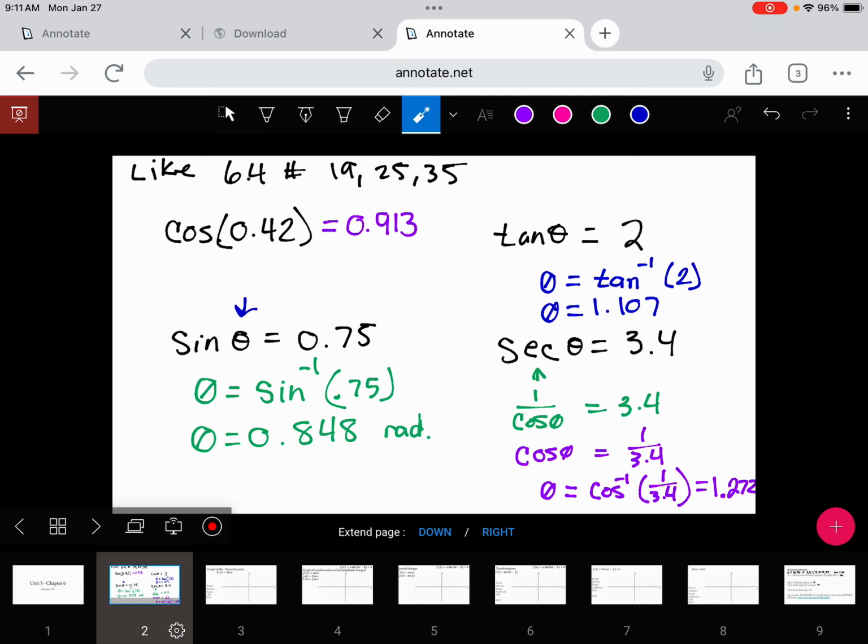Questions on that bit? Because that's how we're going to end out 6.4. That's the rest of 6.4. There's more sections than that. Okay. Cool.